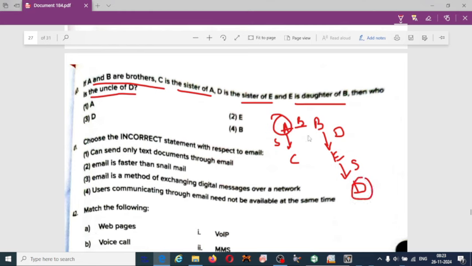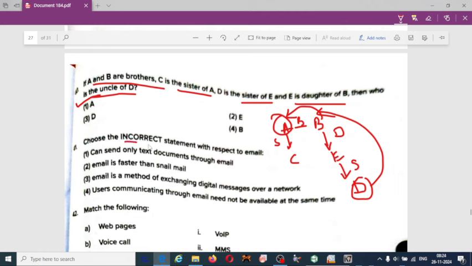Okay. Here, A and B are brothers. E is the daughter of B and D is the sister of E. Then these are the children of B. So children of B to A, where A and B are brothers, are related as uncle. Then D is related to A as uncle. So option 1 is correct.